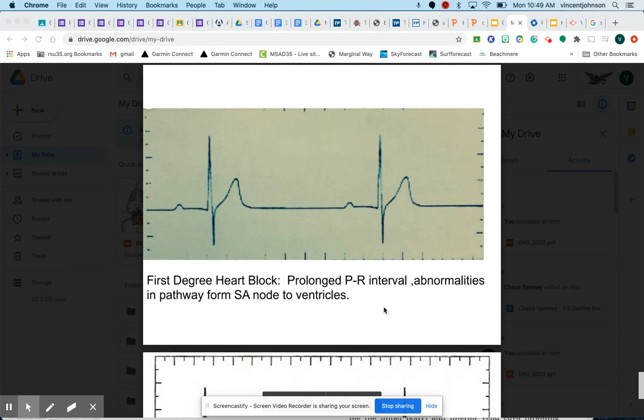Next one is a first-degree heart block. We have a prolonged PR interval. So this is just showing that there's some abnormalities within the SA node contraction or signal to the ventricles. So we have the P wave functioning properly, long delay, QRST. P wave, long delay, QRST. So something's happening there with that delay.